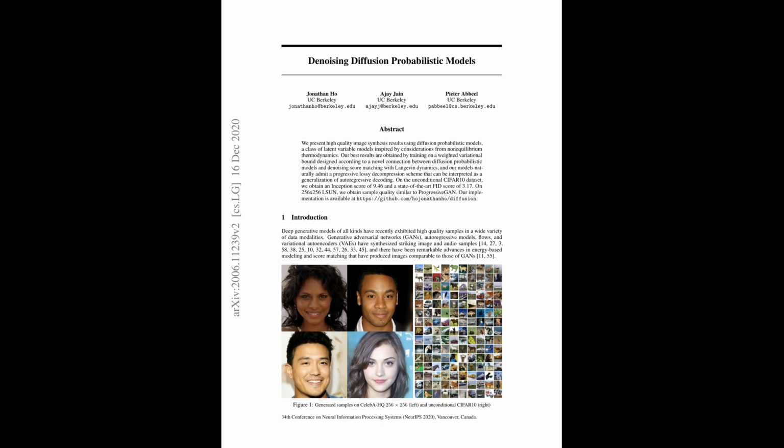Now for the limitations. Sampling is slow because you need 1,000 forward passes through the network to generate a single image, which makes diffusion models far more expensive at inference time than GANs or VAEs. The log likelihoods, while reasonable, aren't competitive with dedicated likelihood models like sparse transformers.